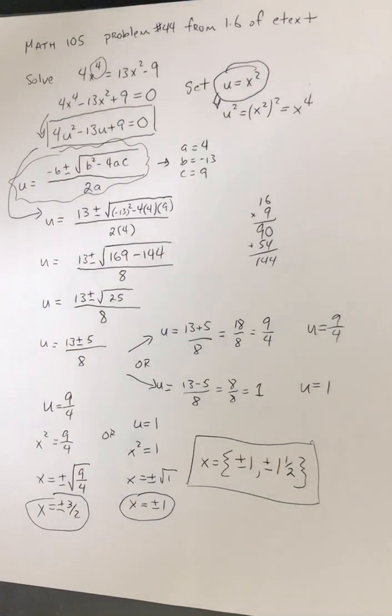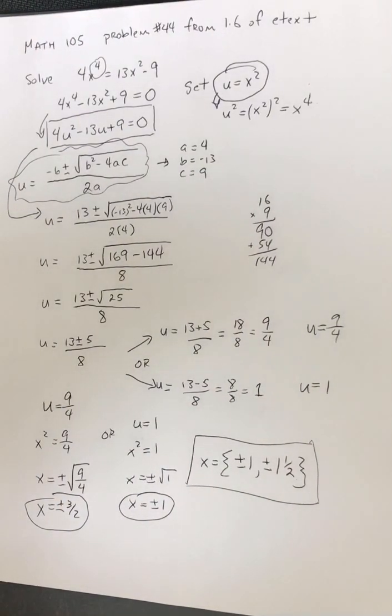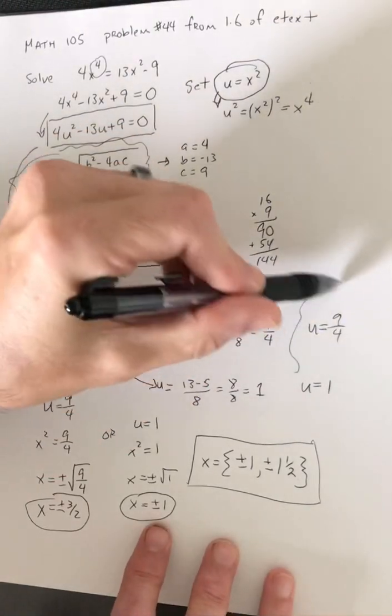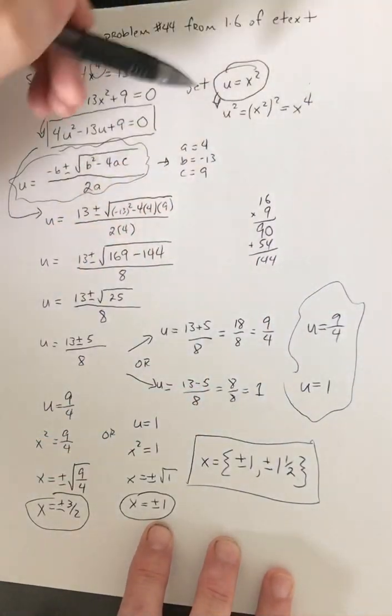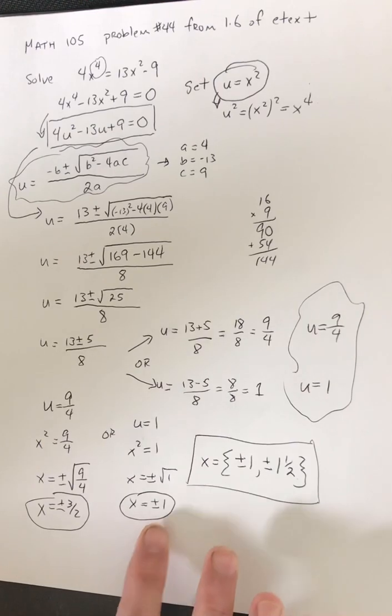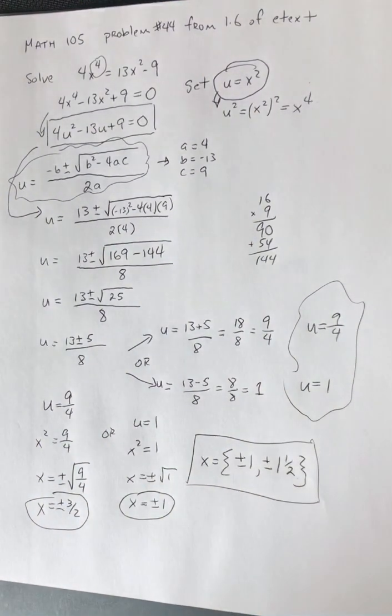Okay, so this is an example of substitution, often called a u substitution. U equals x squared, and that's how we change a problem that's degree 4 into a degree 2 quadratic. The advantage of that is we've got the quadratic formula. We can solve any quadratic. However, once we solve it, we only have the answers for u. We have to then go back and change back from u's to x's using the relationship we set at the beginning. Okay, thank you.